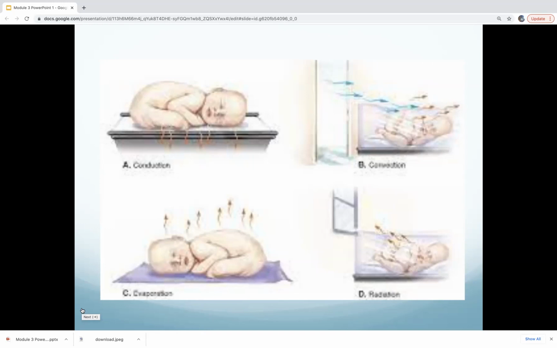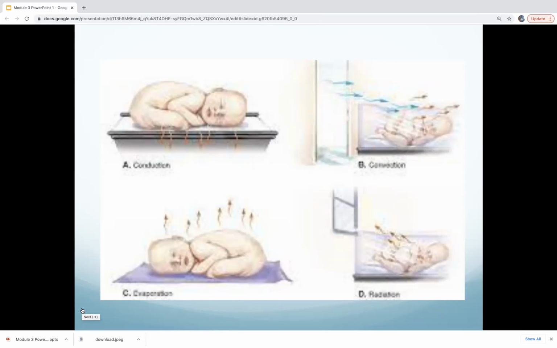Letter C is evaporation. So you see the baby is laying on, I don't know, a table for an examination. They do have a cloth or barrier in between the baby and the table. So evaporation, the loss of heat, is occurring when the water on the neonate is converted to vapors. And you'll see that during bathing or directly after birth. So they're losing their heat because the water is converting to vapors. And as you see in evaporation, it's exactly what's happening. It's evaporating into the air.